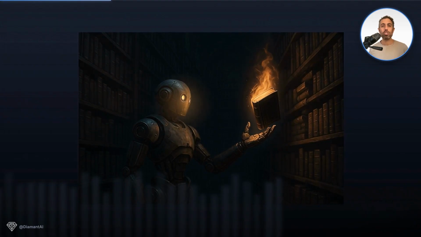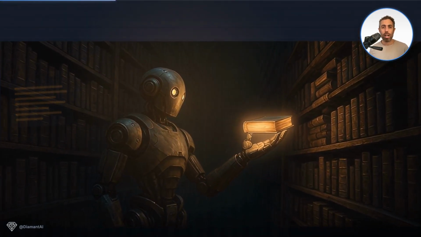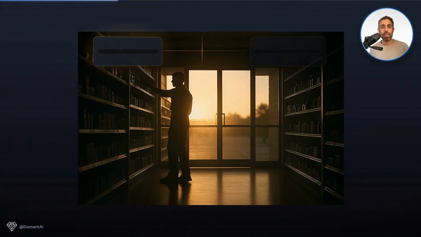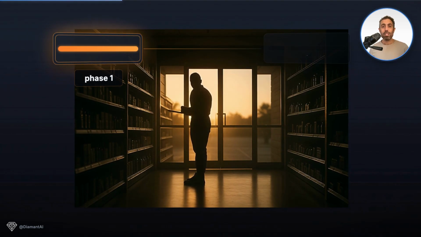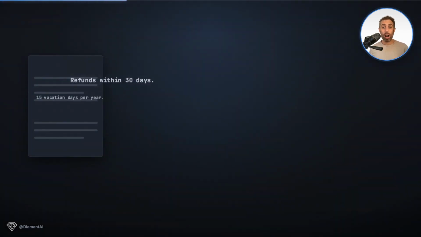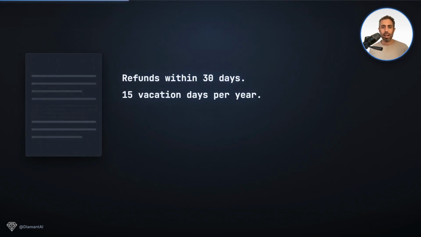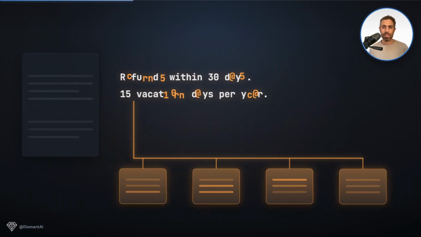So how does a computer search a document by meaning? Which is the part that genuinely sounds like magic the first time you see it. It happens in two phases, and the first one runs once, before anybody has asked anything. So think of it as everything you do before the doors open. You start by pulling the raw text out of your documents and tidying it up, because if your extraction mangles the text, everything downstream inherits that mess.